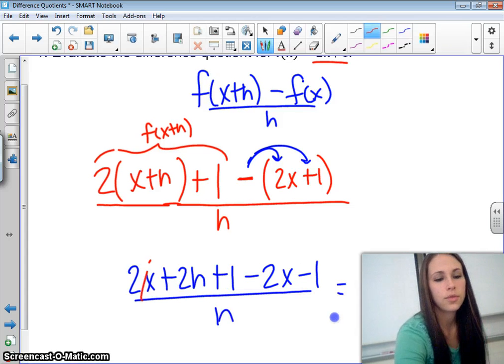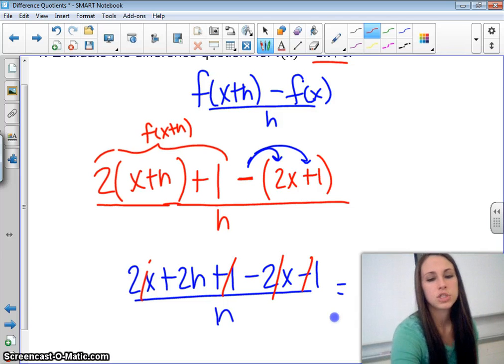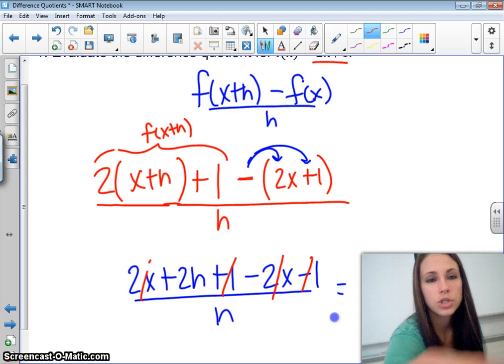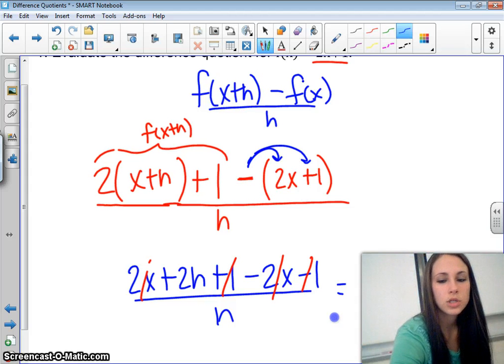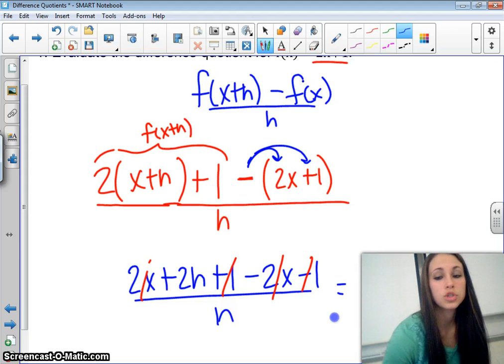And so these are going to cancel out. My 1's would cancel out. And so I'm left with 2h over h. Now my h's will cancel out, and so my final answer on here would just be 2.